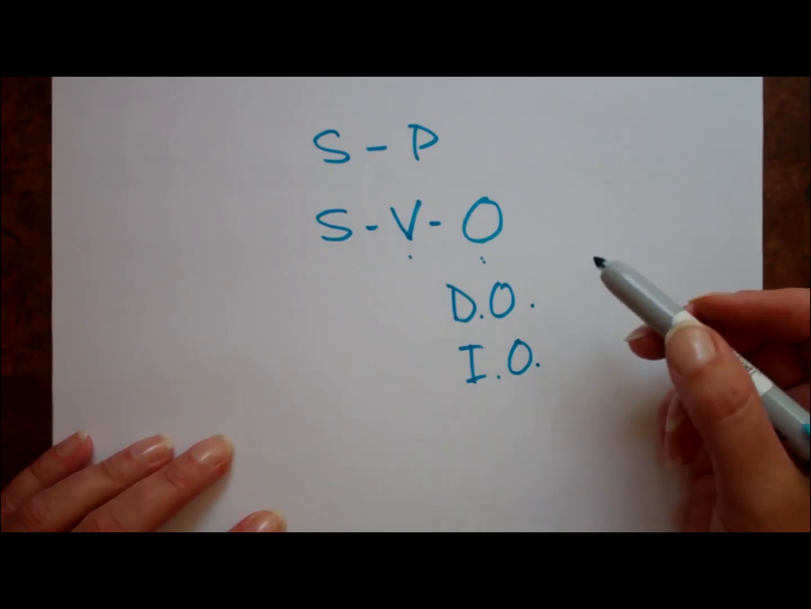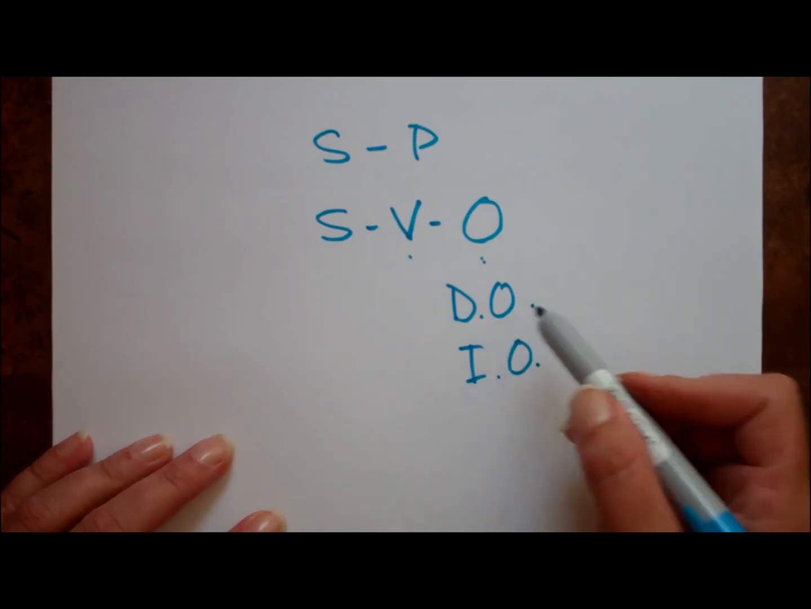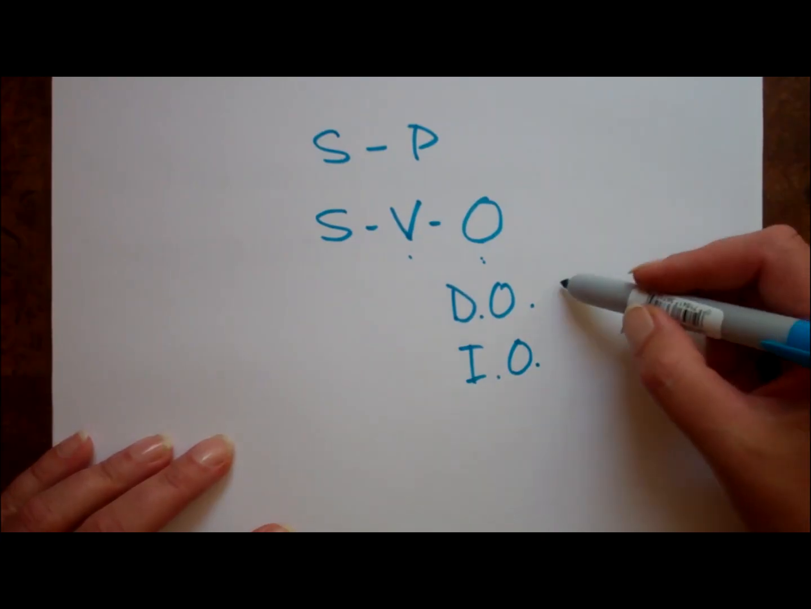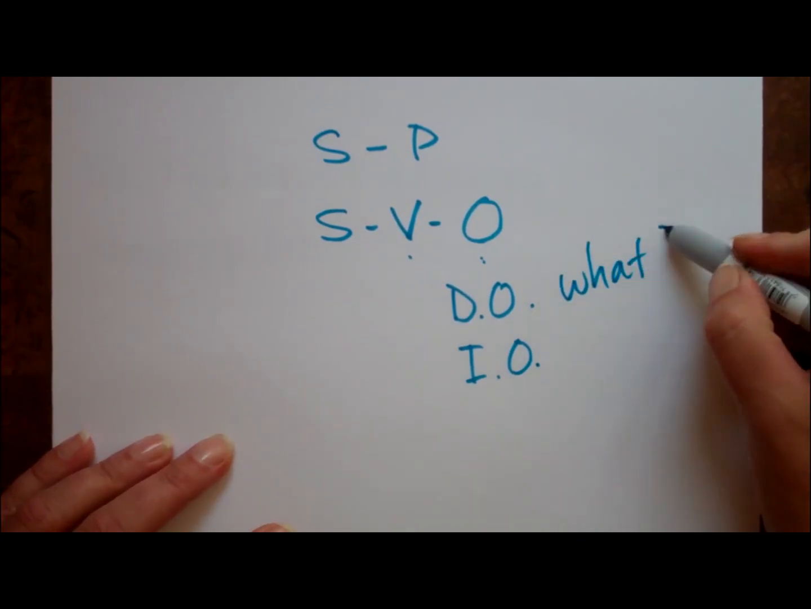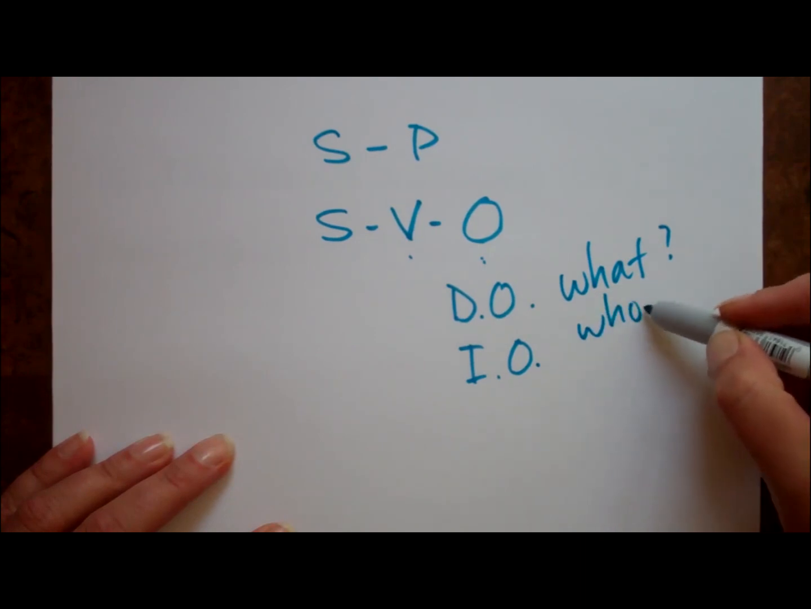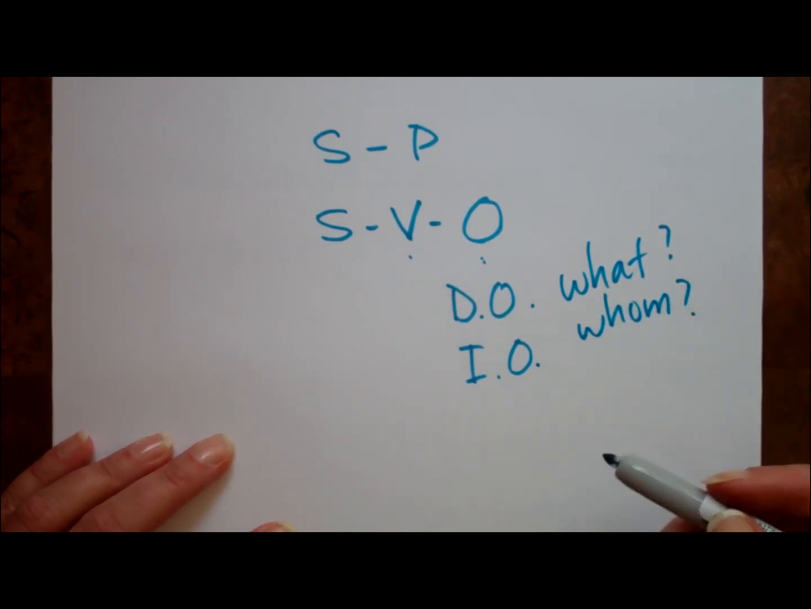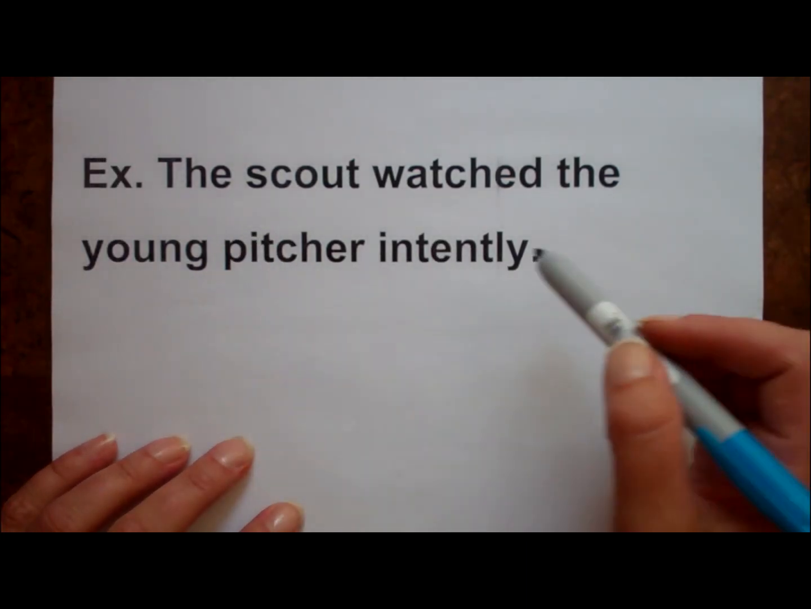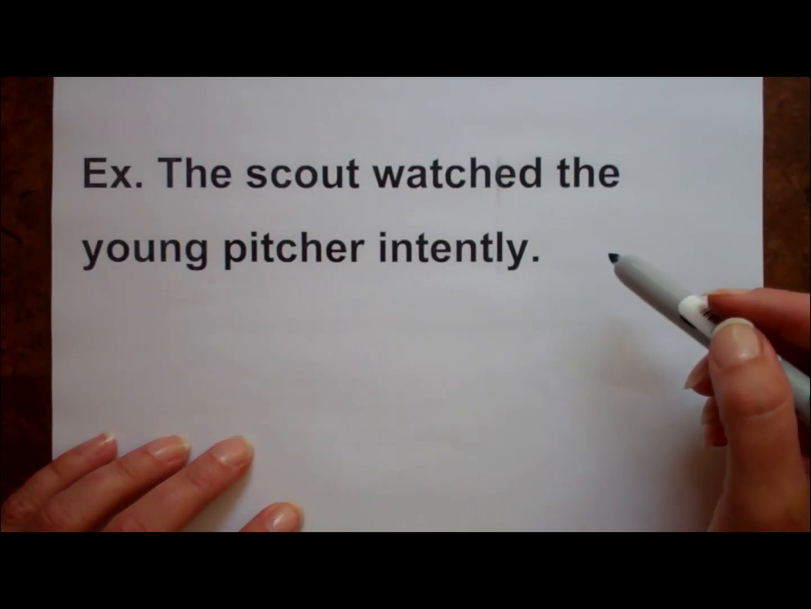Let's talk first about direct objects. They always follow transitive action verbs and answer the questions what or whom. Let's look at an example. The scout watched the young pitcher intently.